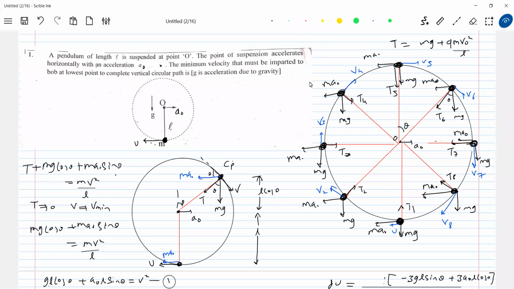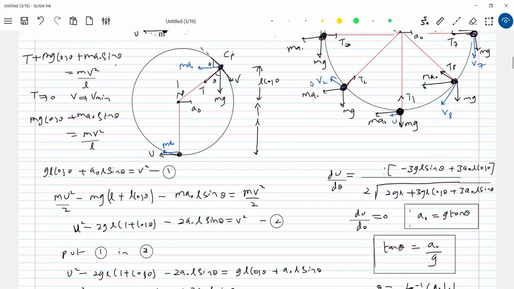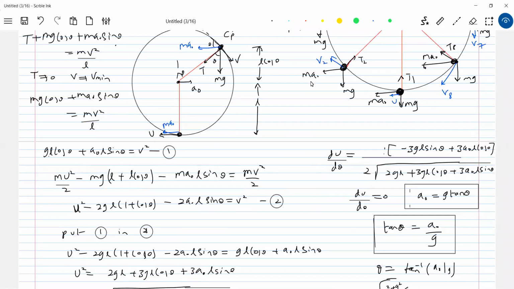Okay, Lokesh. Fine, look at the diagram. The displacement from the lowest point to the critical point is L sine theta, the horizontal displacement. So the work done by the pseudo force should be minus m a naught L sine theta. Gravity acts vertically down as the bob moves from the lowest to the highest point, and the displacement is up. So all these two will be negative, no?